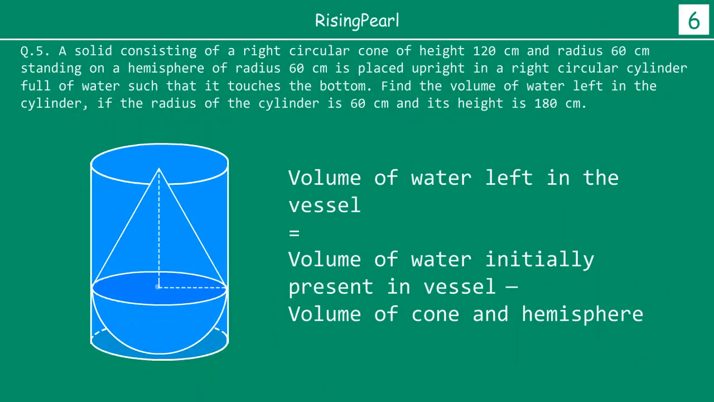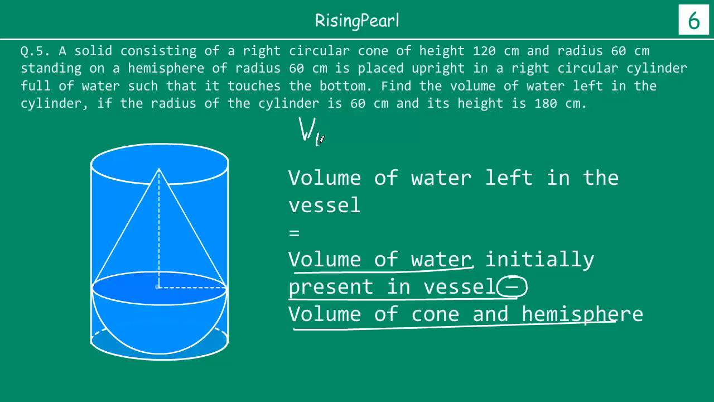So what we have is the volume of water which is left in the vessel, in our cylindrical vessel, is really the volume of water which was initially present in the vessel minus the volume of cone plus hemisphere, which is exactly what we saw, right? So the volume of water which is left plus the volume of solid is equal to the volume of the cylinder. That is what we just saw, right?